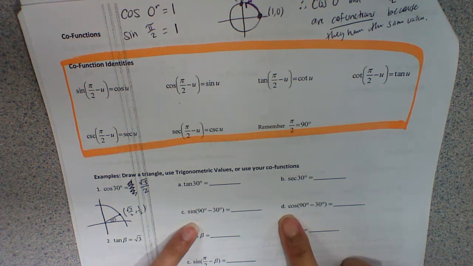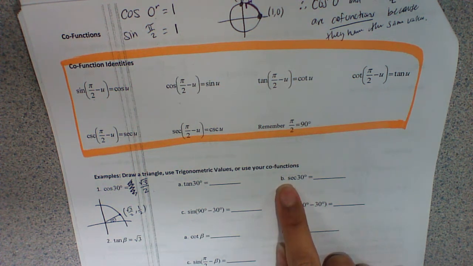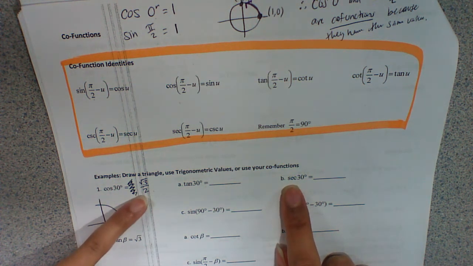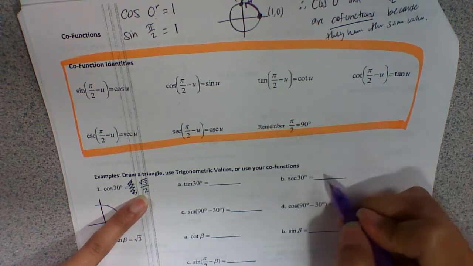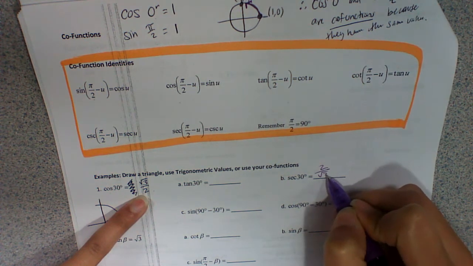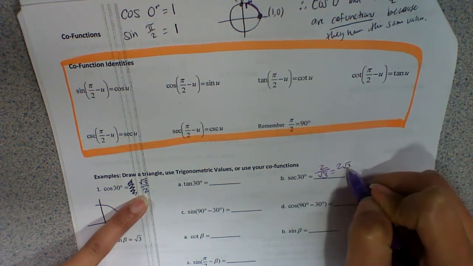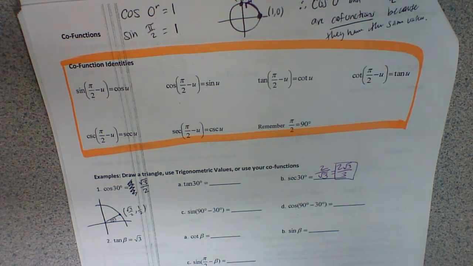Parts C and D are a little bit different. These are actually cofunctions, so we'll come back to that. But let's go ahead and do B first. And the reason why I'm doing that first is because it's asking for secant. And as you know, secant and cosine are reciprocals. So all I have to do is flip or take the reciprocal of that value, which will be 2 over root 3, rationalize it, so 2 root 3 over 3, and that will be your answer. That's the secant value at 30 degrees.